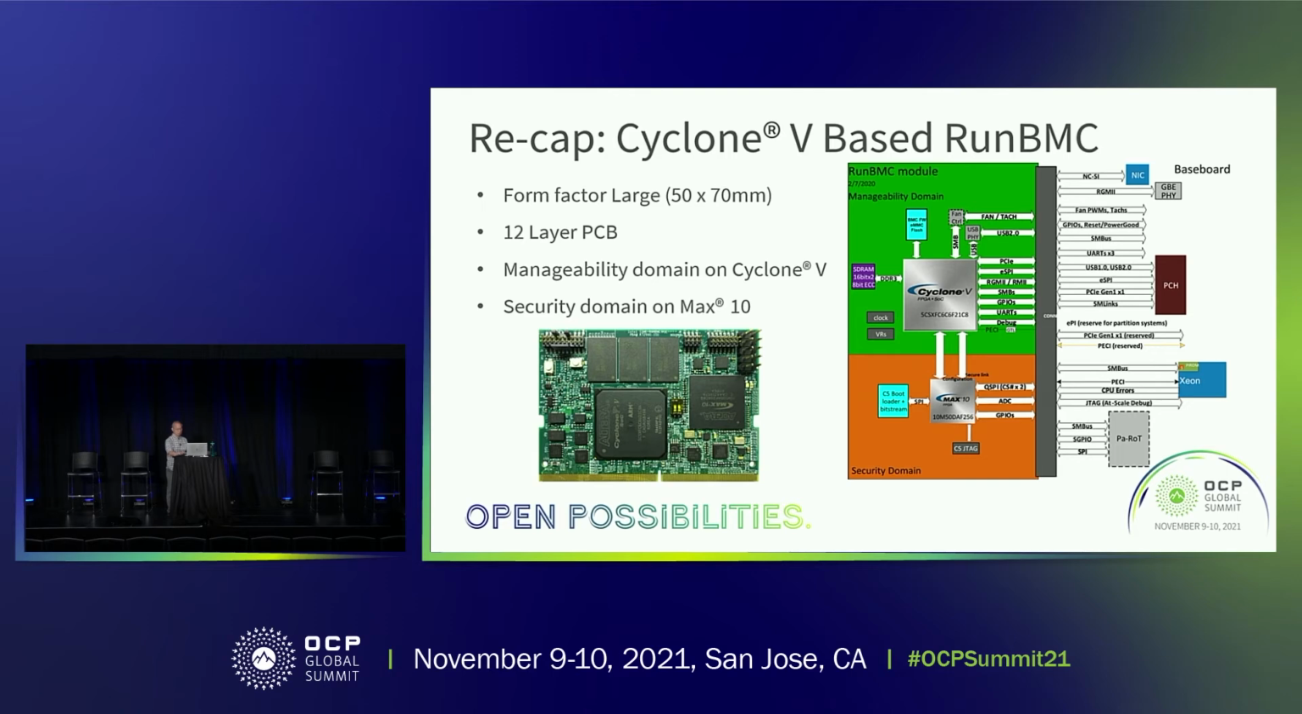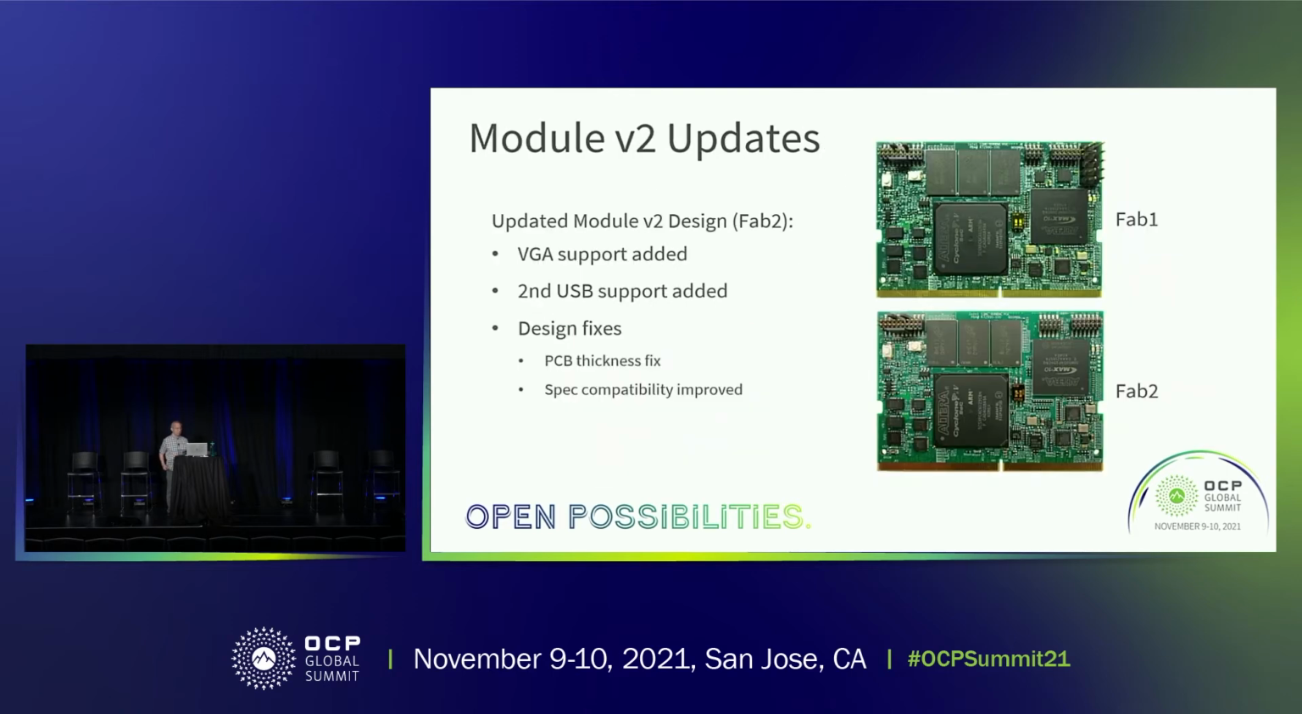Next slide, please. So as for the Cyclone V RunBMC module that is called here V2, or we call it internally FAB2, we have improved compatibility with the RunBMC 1.4.1 standard. We have added support for a video port for VGA. And an interesting point here is that this VGA is fully driven by the FPGA as well.